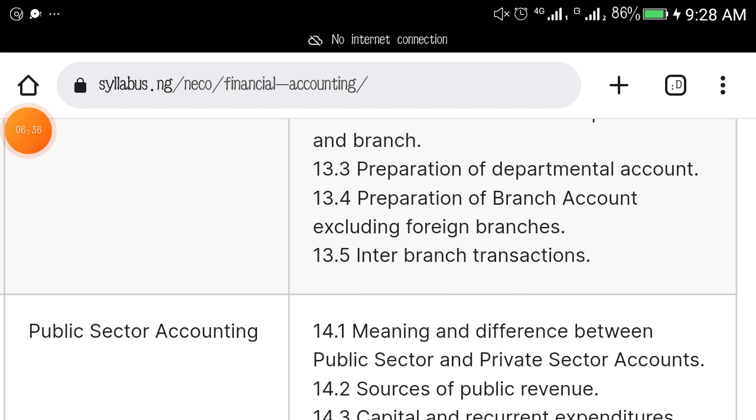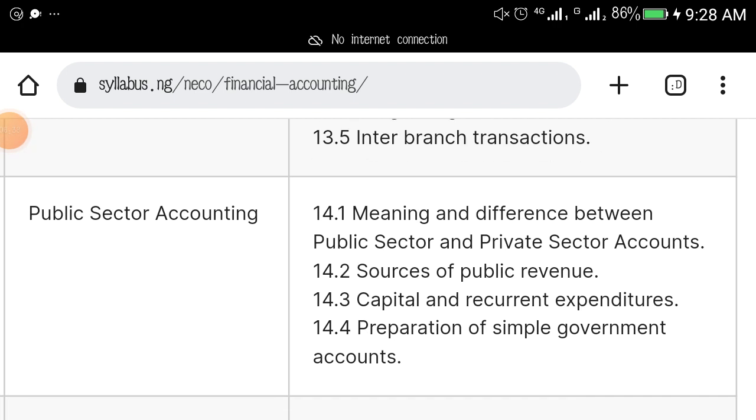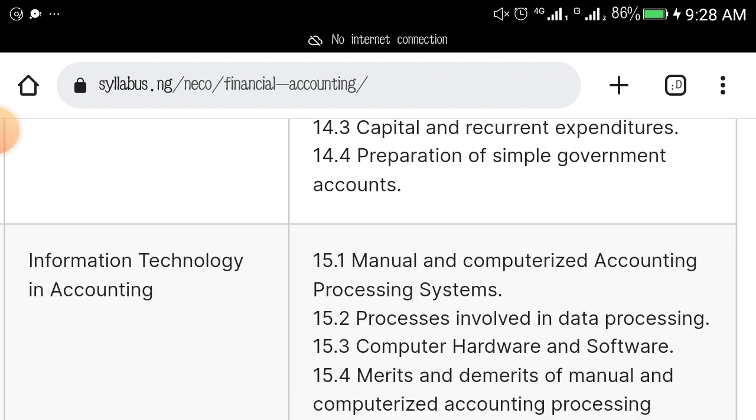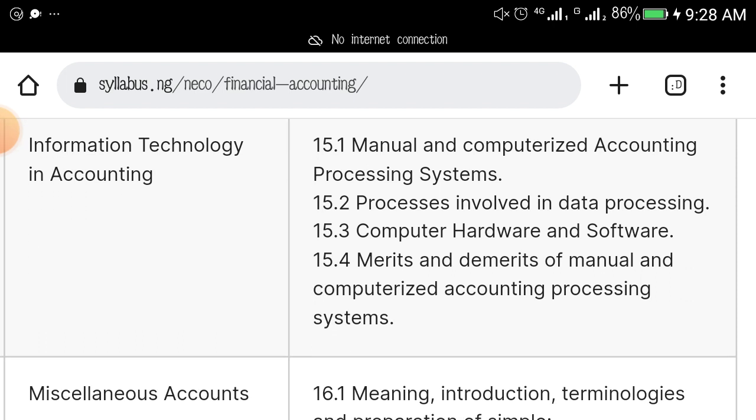Public sector accounting. Under it, read meaning and differences between public sector and private sector account, sources of public revenue, capital and recurrent expenditure, preparation of simple government account, information technology and accounting, ICT and accounting, manual and computerized accounting process system, processes involved in data processing, computer hardware and software, merits and demerits of manual, and just read up everything about ICT and accounting.